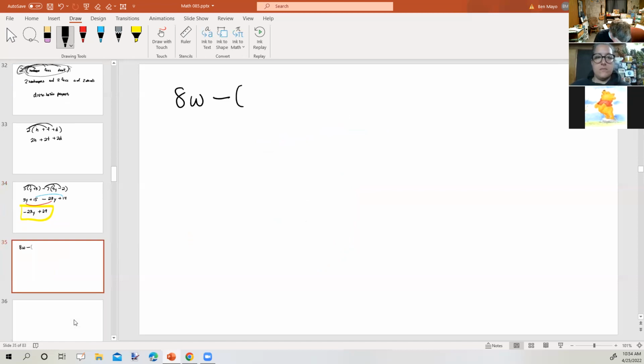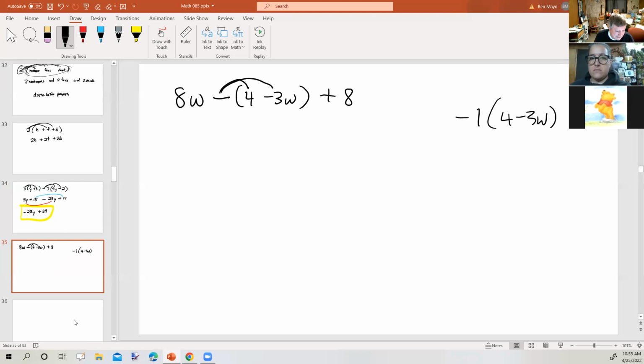8w minus the quantity 4 minus 3w plus 8. Order of operations says do what's inside grouping symbols first. 4 minus 3w, those are not like terms, so we can't combine them. So we're forced to distribute. What are we distributing? Well, if I've got this minus a quantity, that's like minus 1 times a quantity. So basically, we're going to distribute a minus 1, or just a negative sign, if you will.